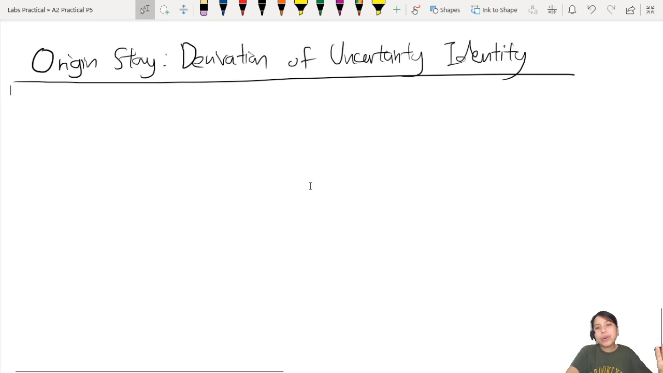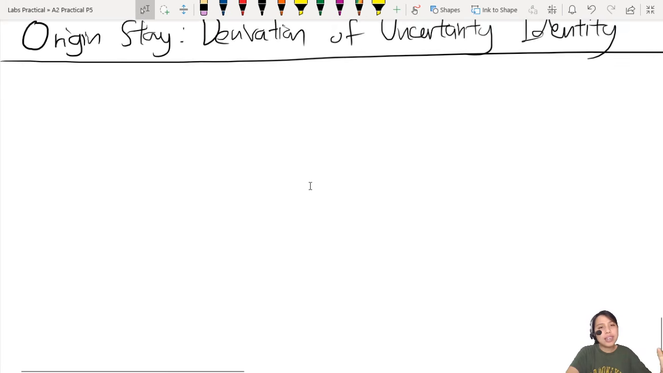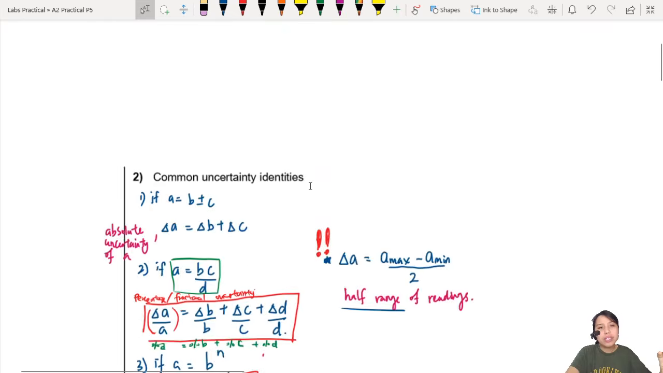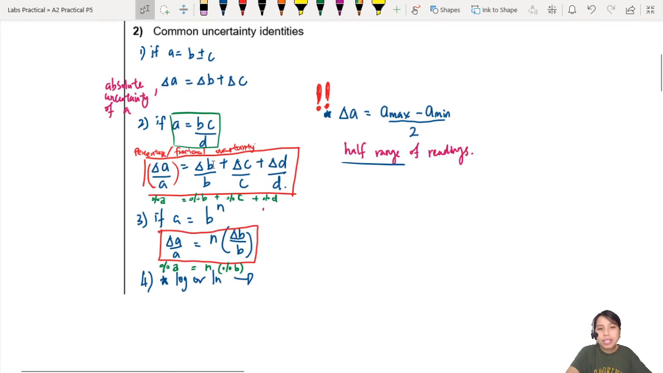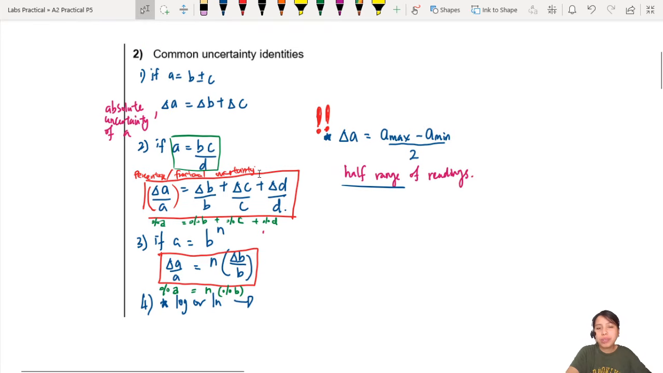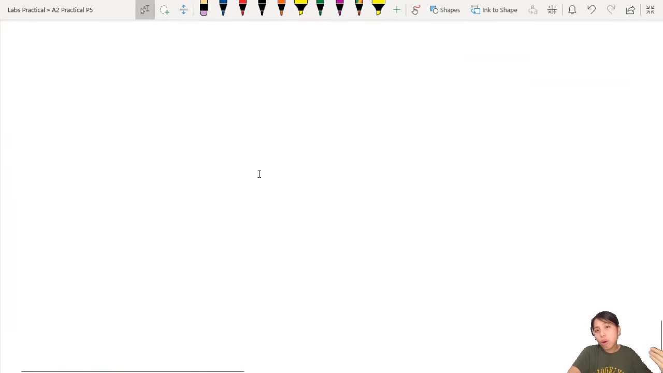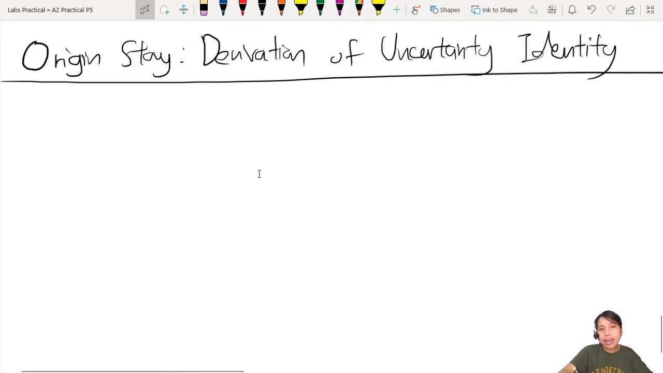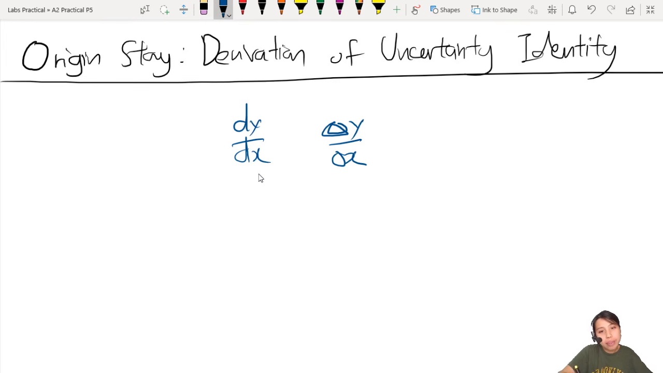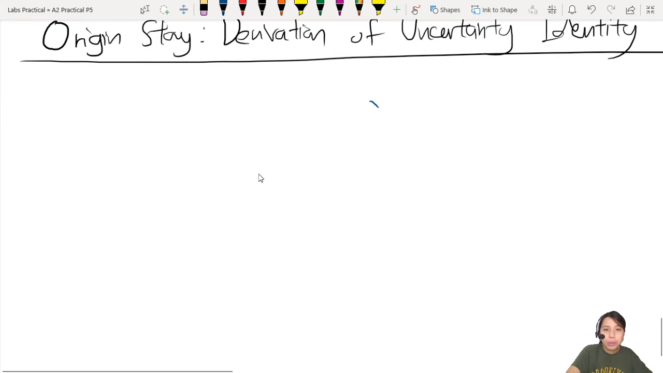So the first thing you need to know is actually where we get all these uncertainty identities from. Like all these you learn in AS. Did they just come out of thin air? No, there's actually the math fundamental principle behind it, and that is based on derivatives or differentiation, also known as small change. Delta y, delta x, dy dx. Have you seen this before? Dy dx, delta y, delta x. Delta is also known as uncertainty when we apply it in a certain scenario.